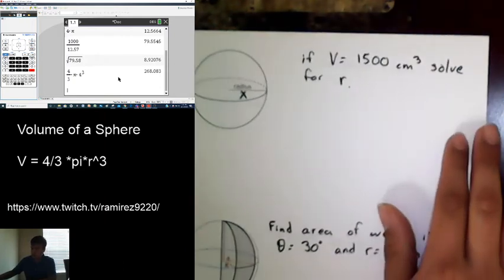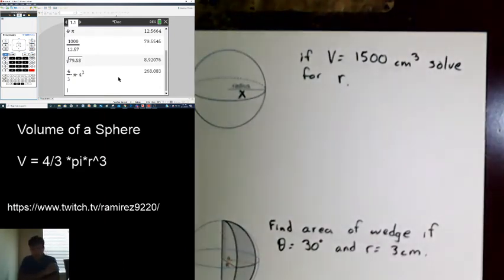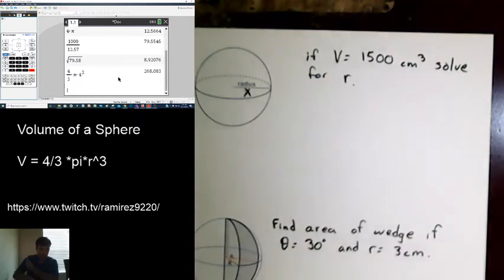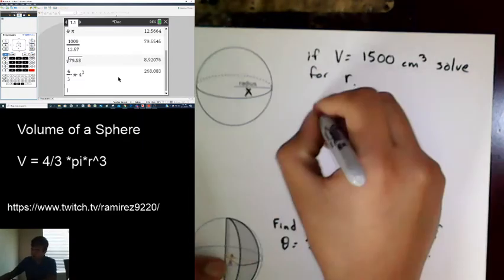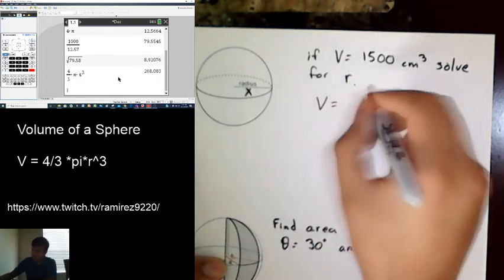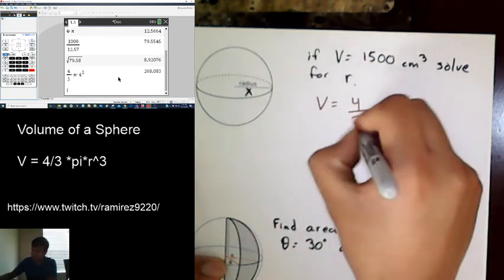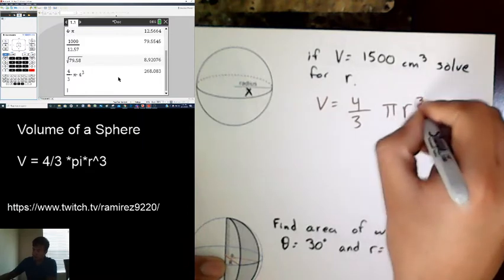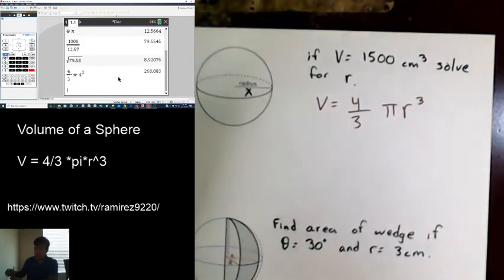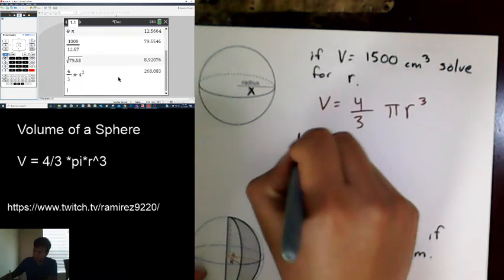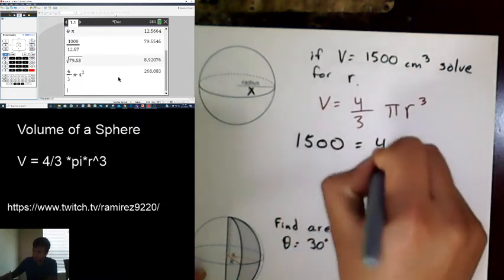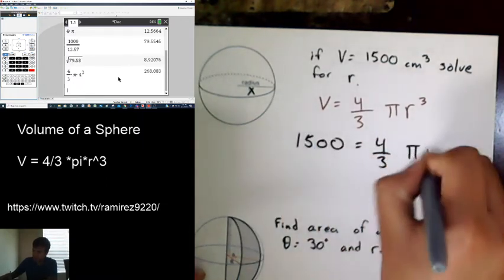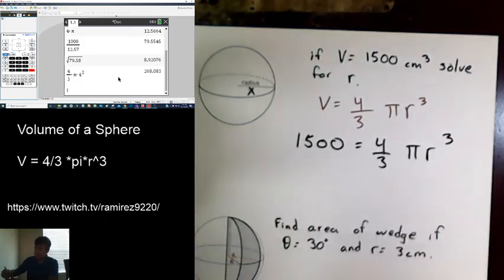Onto this next one, guys. Now this one again is very rare, but you're going to have to do this. In this example, I am giving you the volume already. Keep in mind that volume, as we already said, for a sphere is 4 over 3 times pi r cubed. They already told us that the volume was 1500, but you need to solve for r.